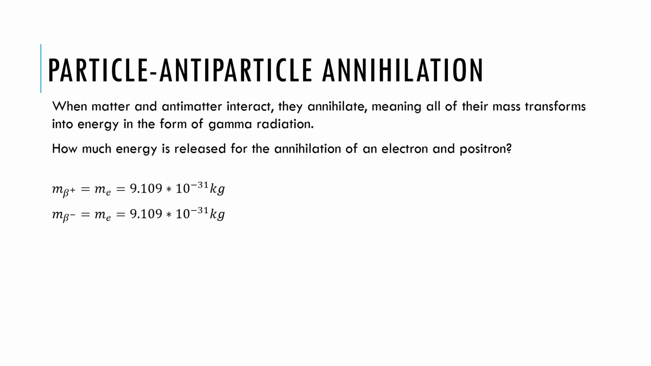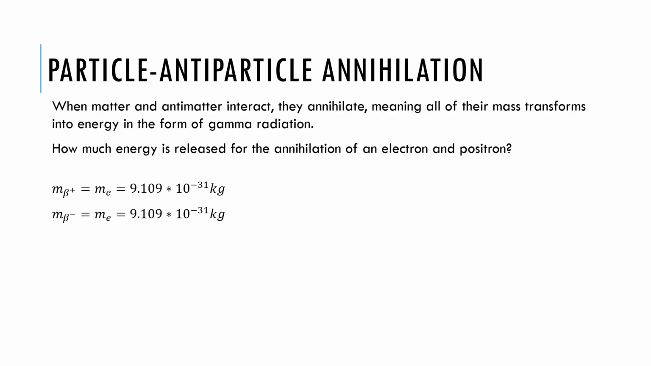So this brings us to particle-antiparticle annihilation. Essentially, when matter and antimatter interact, they annihilate. And what we mean by that is essentially all of their mass becomes energy. And that's transformed through Einstein's mass-energy equivalence. So generally that means it's going to come out as gamma radiation.